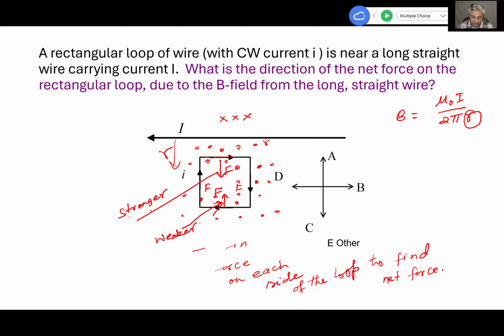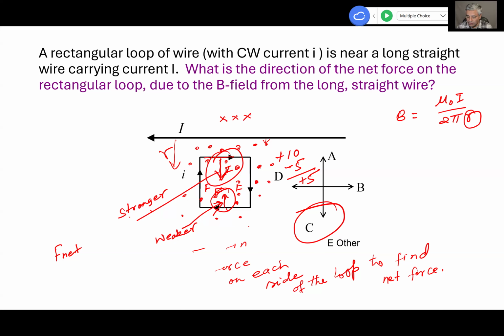So that means the net force is in what direction then? This is stronger, this is weaker. So let's say if this is positive 10, this is going to be, let's say, negative 5. So the total is going to be positive 5, pointing in that direction. Okay, so it looks like C is the correct answer in this case, folks.